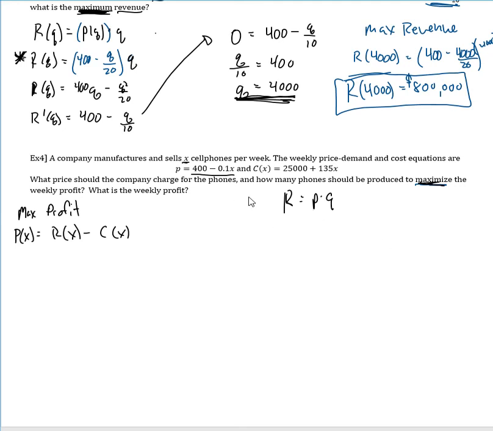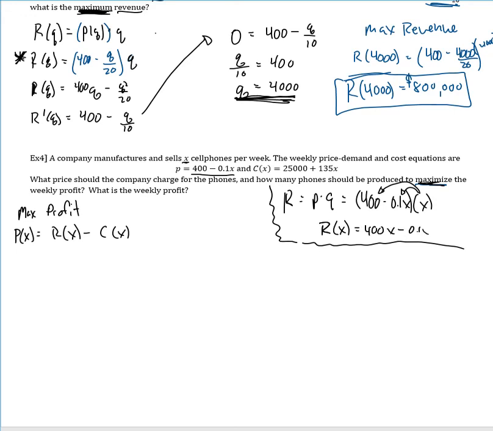They're talking about x cell phones. So we would have 400 minus 0.1x times x. This is our revenue. Let's distribute it. We're just doing our revenue scratch work to the side. So we have our revenue of x is 400x minus 0.1x squared.